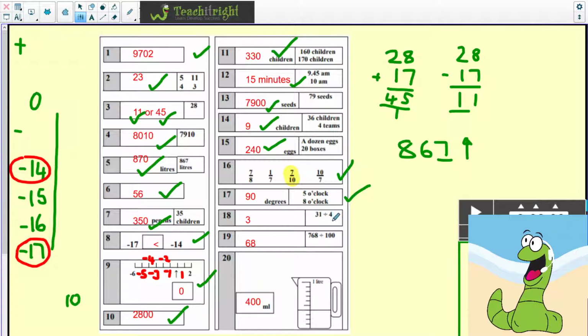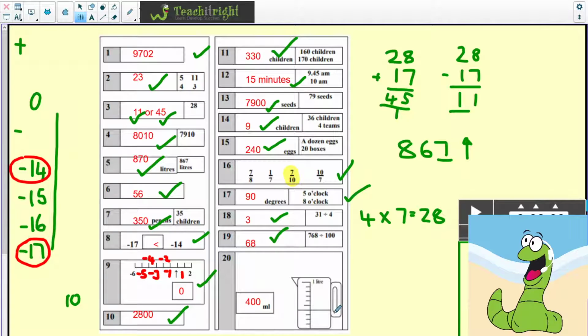31 divided by 4, well, if we did 4 times 7, we would get 28. So what have we got left over? We've got a remainder of 3. 768 divided by 100, of course, goes in 7 times, but 68 left.